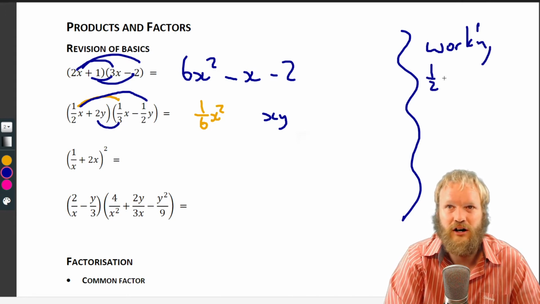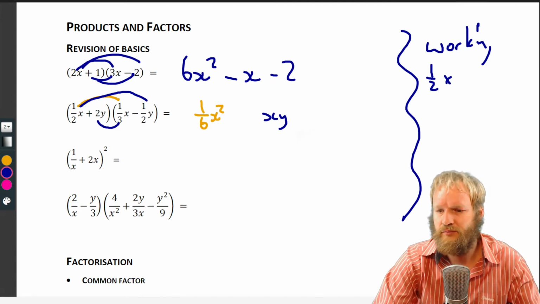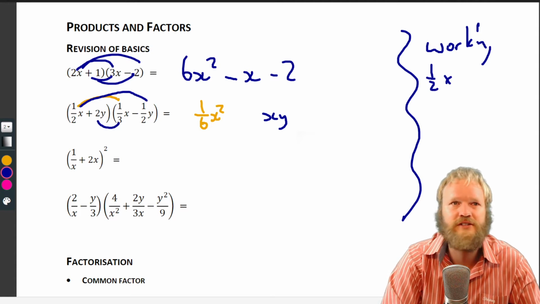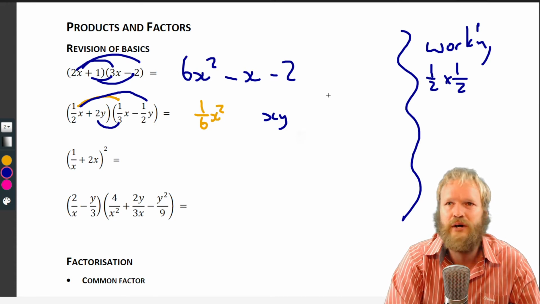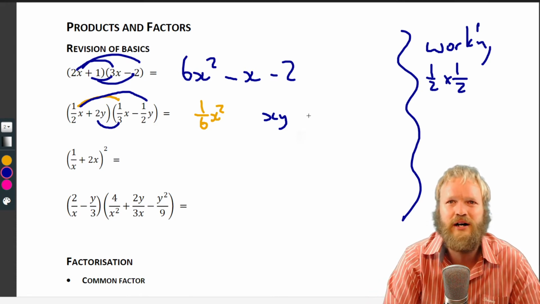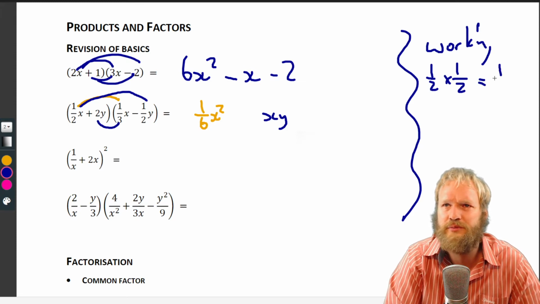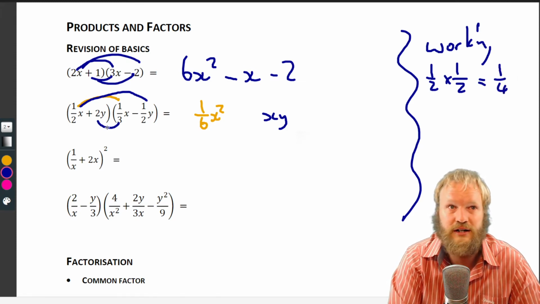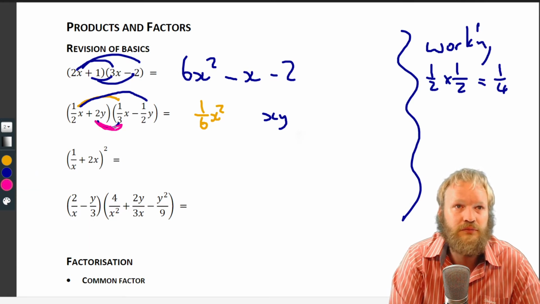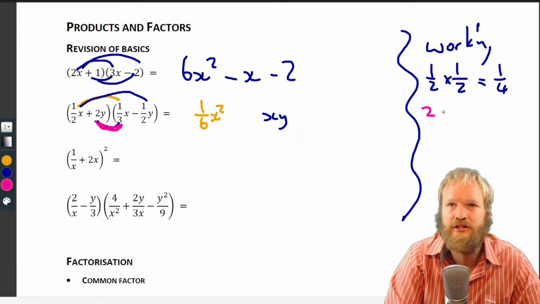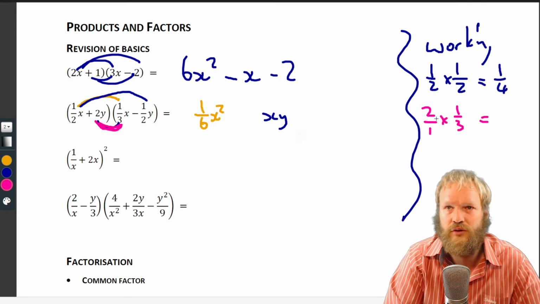So we're going half x times minus a half y gives us a half times a half. Now I say a half times a half because we know that x times y will give us xy's. So we're dealing with xy's. I don't want to complicate this bit and go, so we've got a quarter xy's. And then we've also got this part here. And that part is 2y times a third x, which gives us 2 over 1 times that, which is 2 over 3. So we've got a quarter plus 2 over 3.